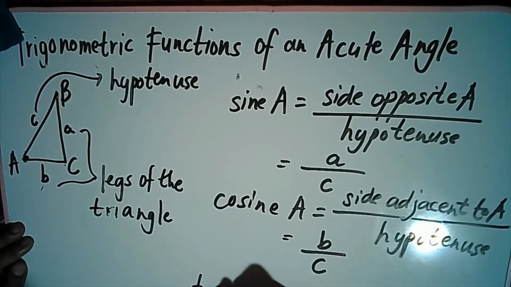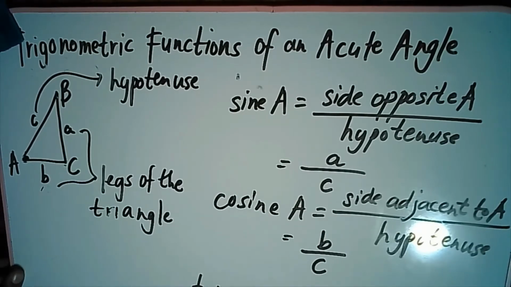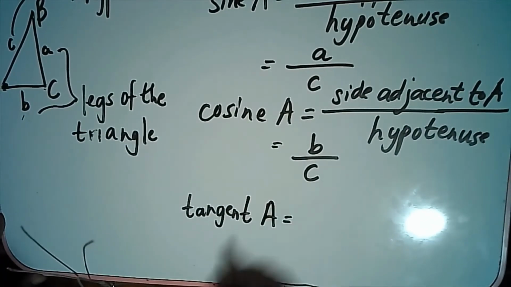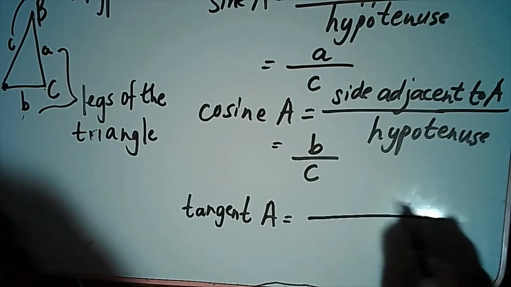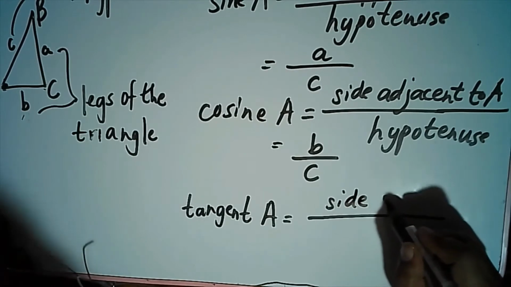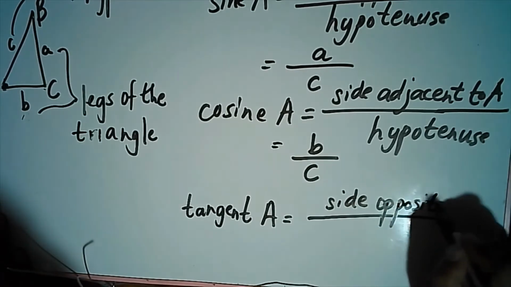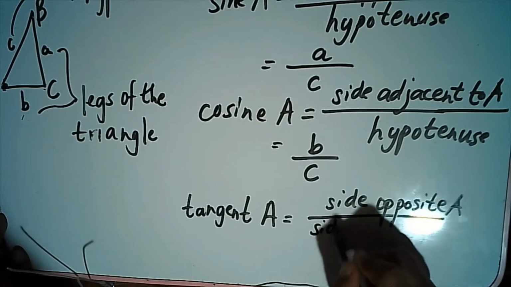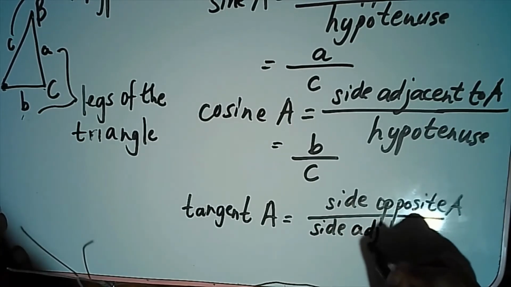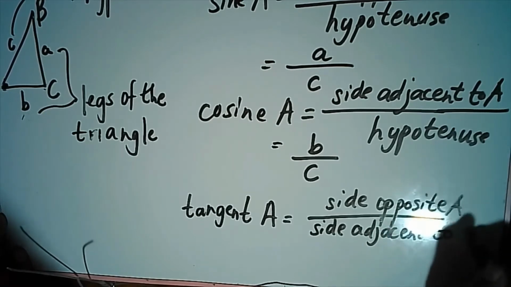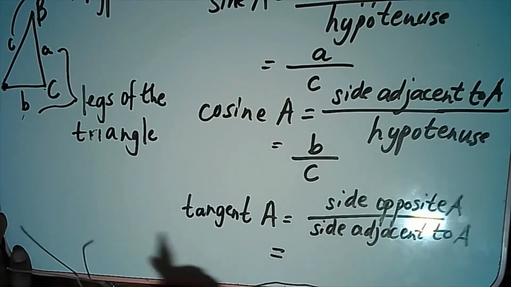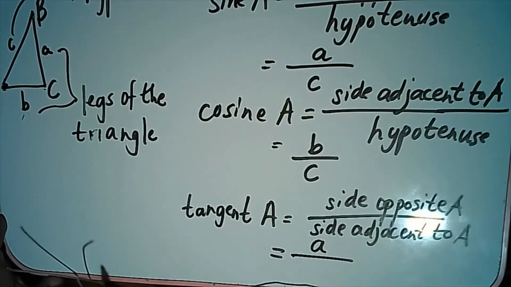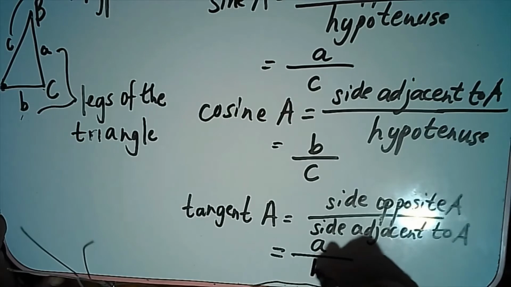And tangent A is the side opposite A over the side adjacent to A, or it is small a over small b.